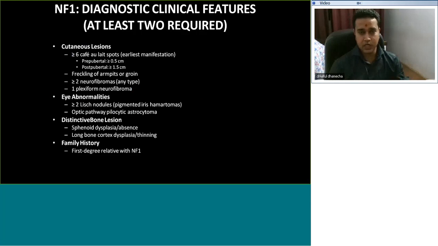In long bones, pseudoarthrosis is seen. So these are the diagnostic criteria of NF1. At least two of them are required to label it as NF1. They are cutaneous lesions, eye abnormalities, distinctive bone lesions, and family history. Like what I already narrated about the cutaneous lesions: spots, freckling, neurofibromas. A plexiform neurofibroma is very specific for NF1; it is not in any other varieties. Eye abnormalities are Lisch nodules and optic nerve glioma or any optic pathway glioma, then bone lesions, and family history.